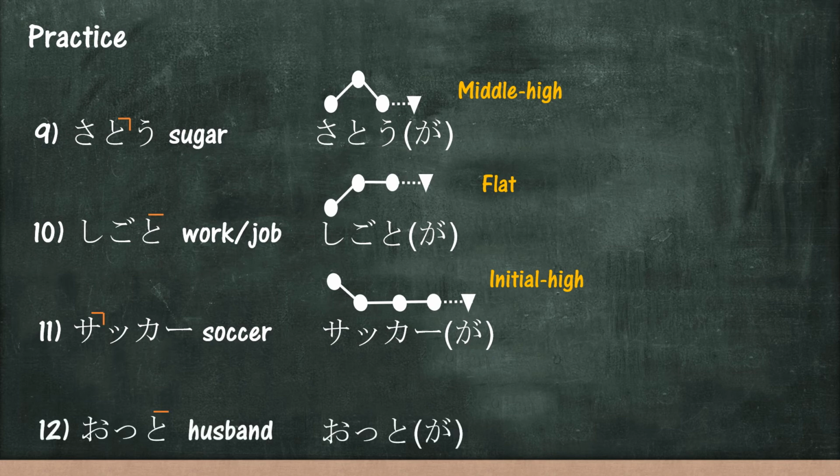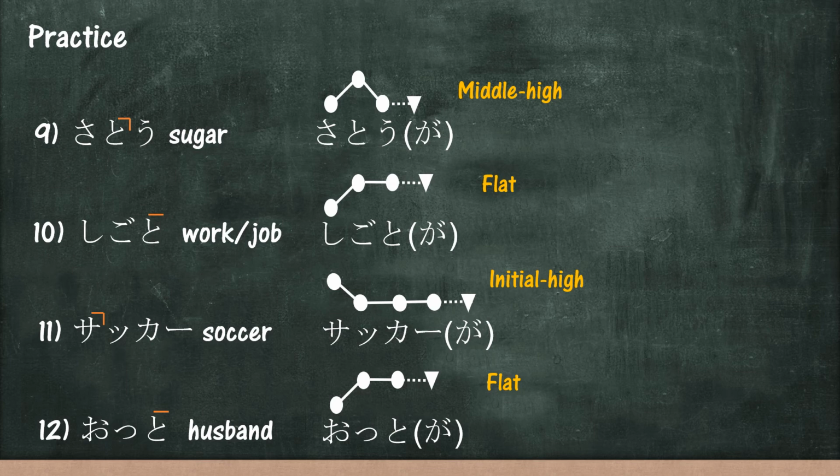Number 12. Husband. Check the answer. 夫、夫、夫が、夫が. Flat. So that's all for the practice. How was it?